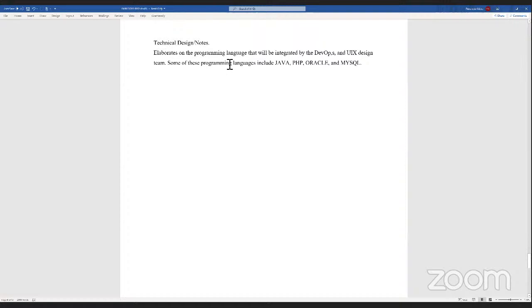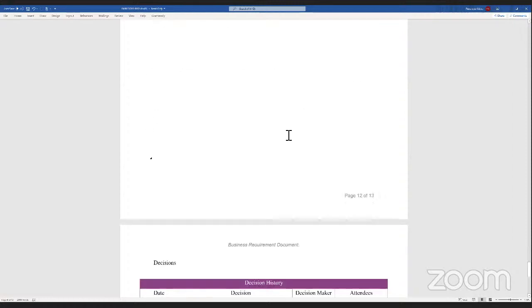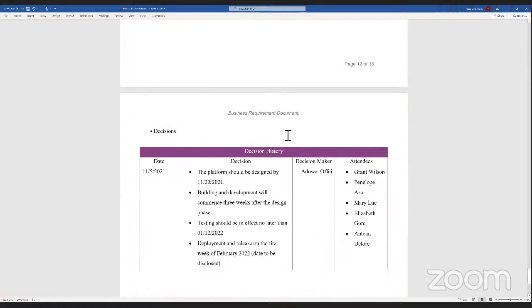The technical design elaborates on the programming languages that will be integrated when developing the app. So we can use programming languages like Java, Oracle, and others when designing the platform. The platform should be designed by the 20th of this month, and building and development will commence 3 weeks after the design phase.